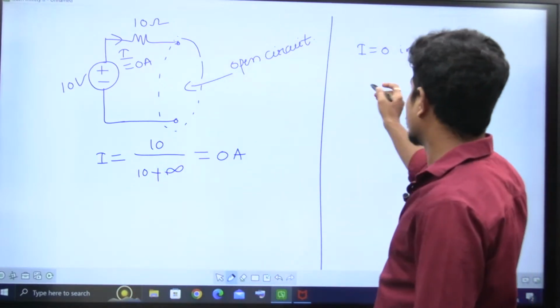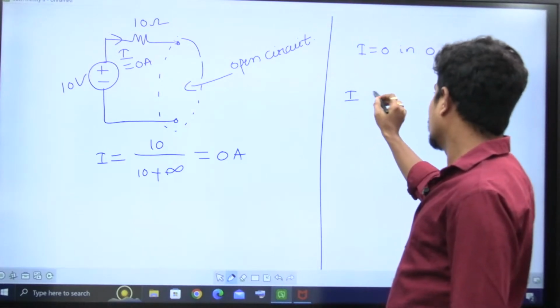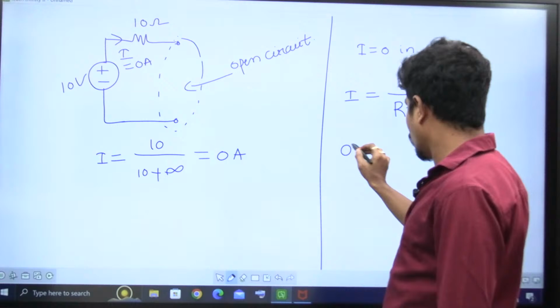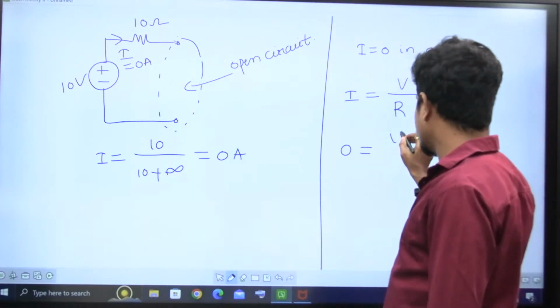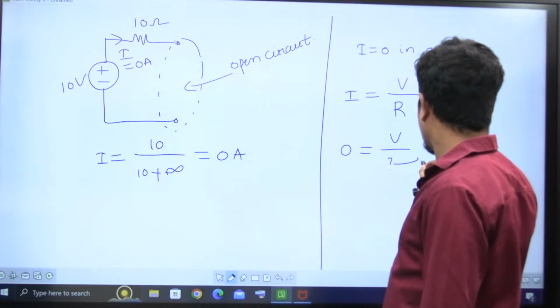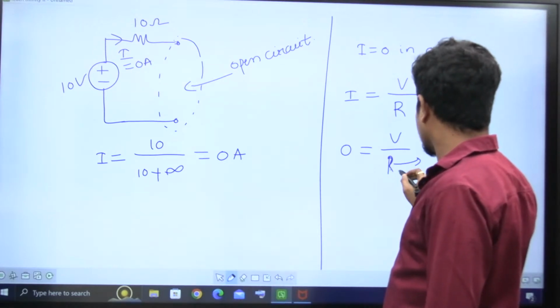Current is 0 in an open circuit. So what is the formula of I? I is equal to V by R. If current is 0, we know that the voltage divided by how much should give this value so that it is 0? Therefore, the resistance of an open circuit.